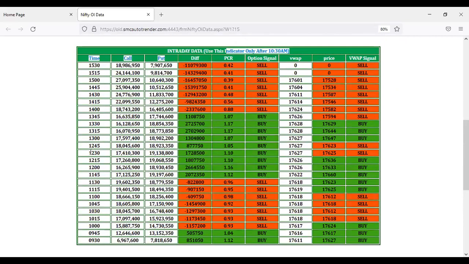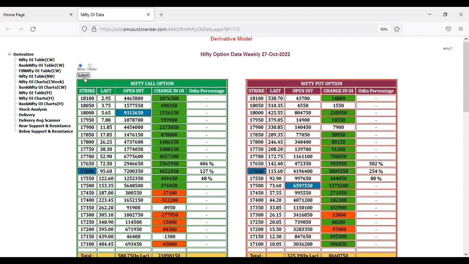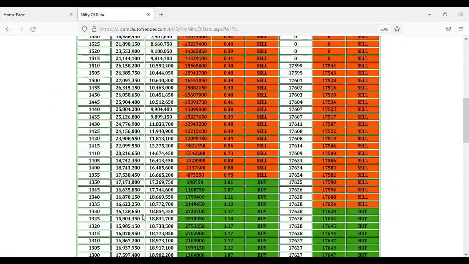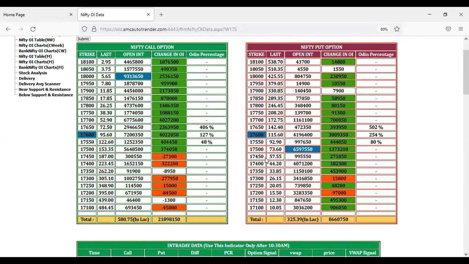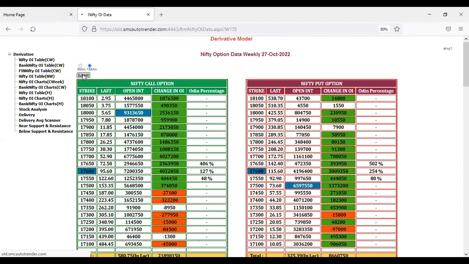But in the new version as well, you can just click on 5 minutes. If you want 5 minutes data, in the old version, you need to select 5 minutes and click on submit. It will give you 5 minutes data. But seeing the current volatility and the type of trader you are, if you are a conservative or moderate trader, then 15 minutes is good enough. Or if you are trading just 1 or 2 lots, then 15 minutes is good enough, which will give you a very good understanding of how the markets will behave.